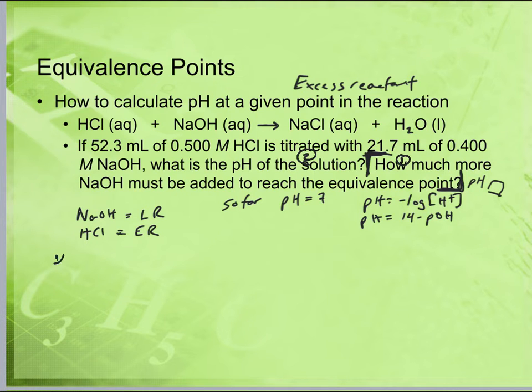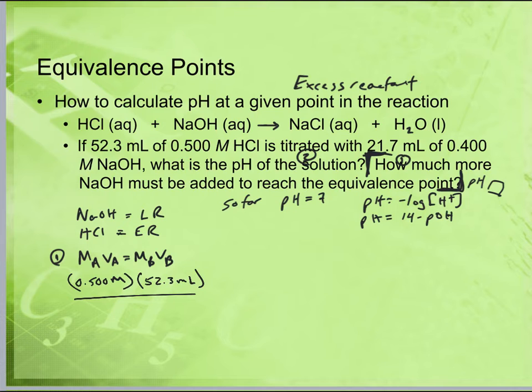So to do the first one, MAVA equals MBVB. We're trying to find out how much base did we actually need to add, because this apparently was not enough. So the molarity of the acid here is 0.500 molar. The volume of the acid was 52.3 milliliters. The molarity of the base, by the way, I'm rearranging this to solve for VB if you haven't figured out what I'm doing.